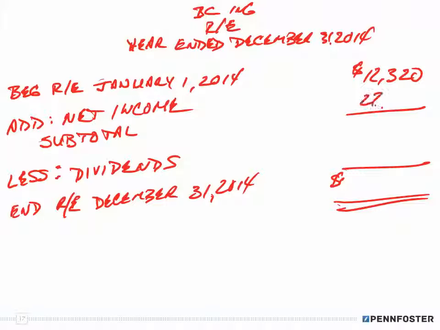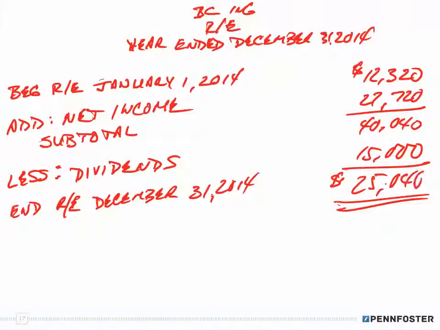So we had 27,720 here. We had 40,040 here, 15,000 here, and that gives me 25,040 here, which is going to end up on our balance sheet. Okay, so I hope you got that.